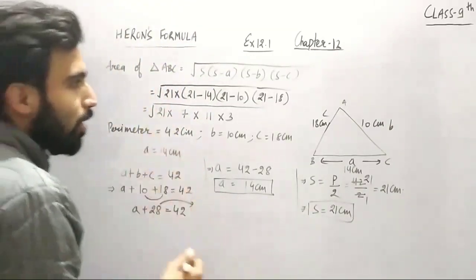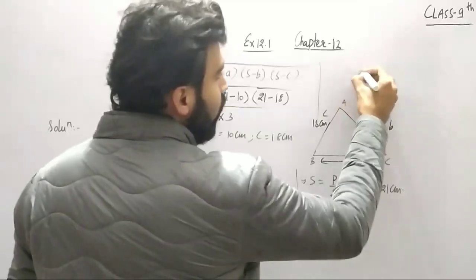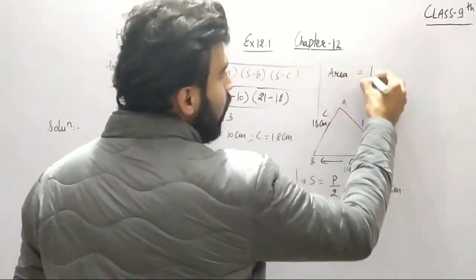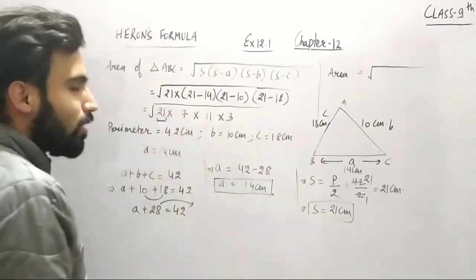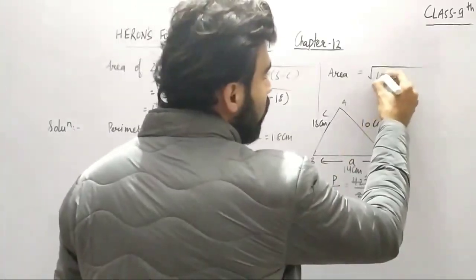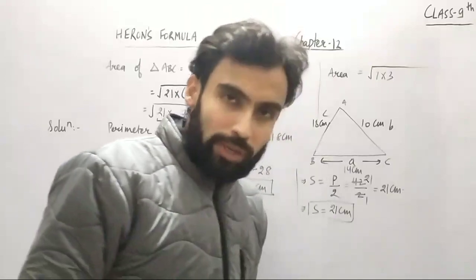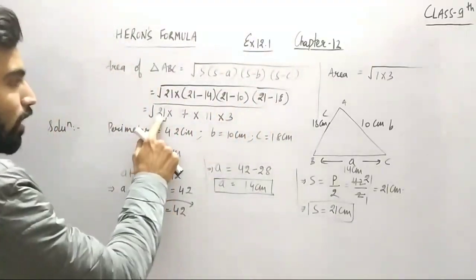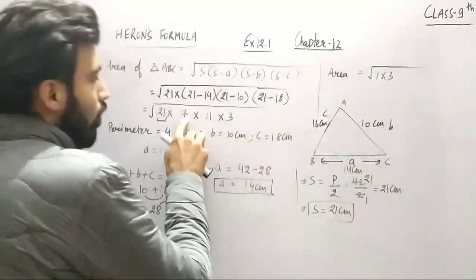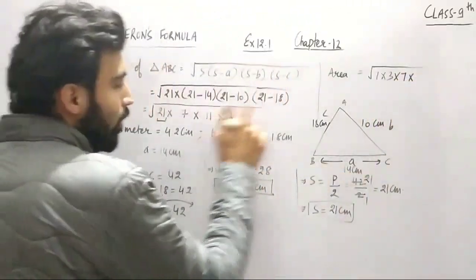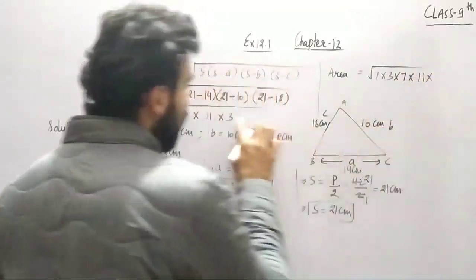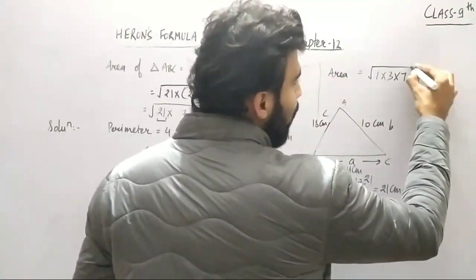So if I talk about 21, let me write it down here, so this is the area here. Now here we have 21, so what can I write 21 as? 7 into 3, because I know 7 threes are 21, right? So here I have written the factors of 21, 7 into 3. Now further 7 is a prime number, so leave it as it is. Then 11 is also a prime number. Then 3 is also a prime number, right?